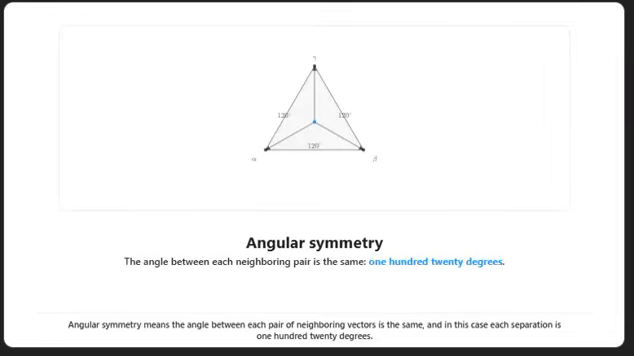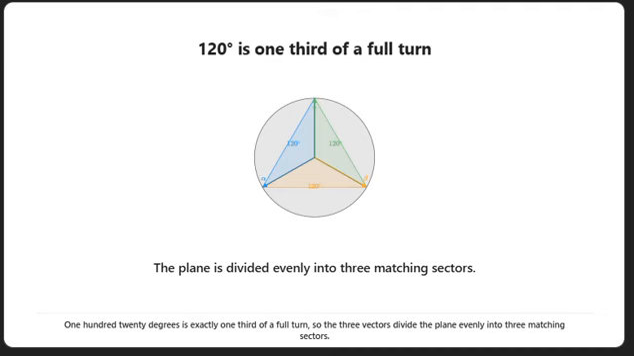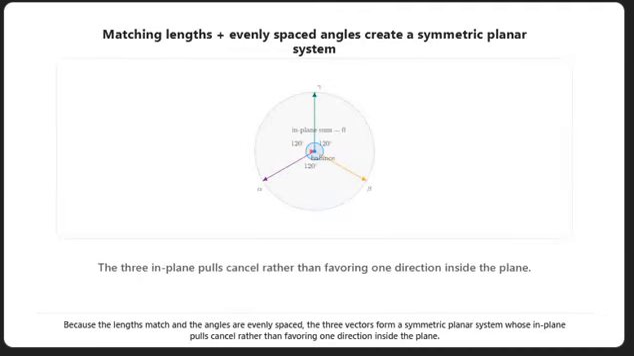Angular symmetry means the angle between each pair of neighboring vectors is the same, and in this case, each separation is 120 degrees. 120 degrees is exactly 1/3 of a full turn, so the 3 vectors divide the plane evenly into 3 matching sectors. Because the lengths match and the angles are evenly spaced, the 3 vectors form a symmetric planar system whose in-plane poles cancel rather than favoring one direction inside the plane.